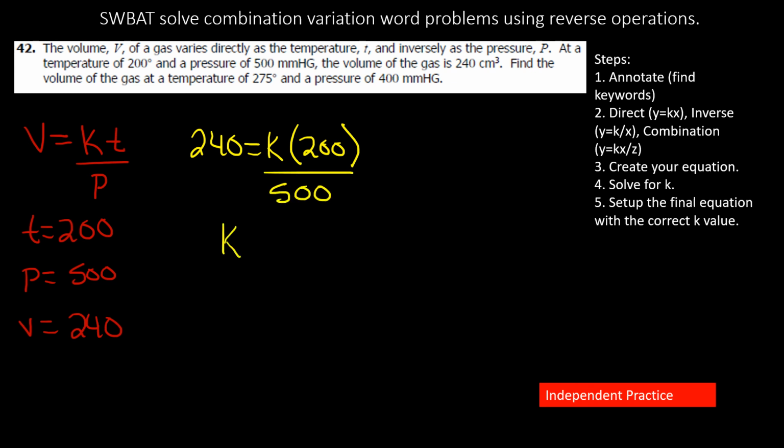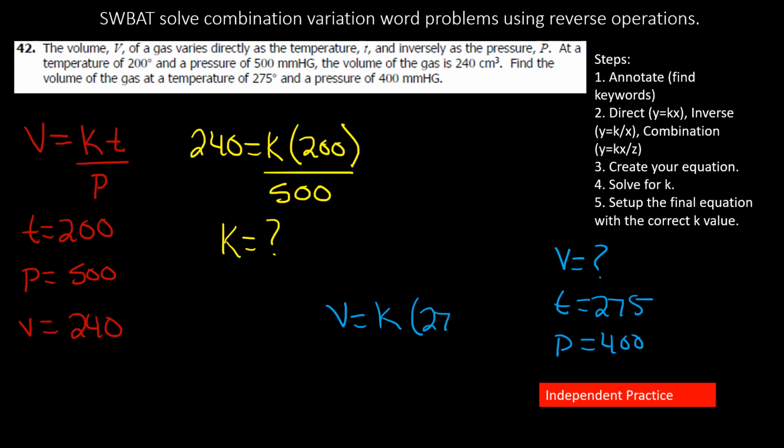You want to get what K is. Once you know what K is, you're going to want to follow this for the new parameters. It says to find the volume, so volume is what we're looking for, when the temperature is 275 and the pressure is 400. So your equation would be V equals K, which is what we're looking for, times 275, all over 400. So in order to get the new volume, you've got to get the K first.